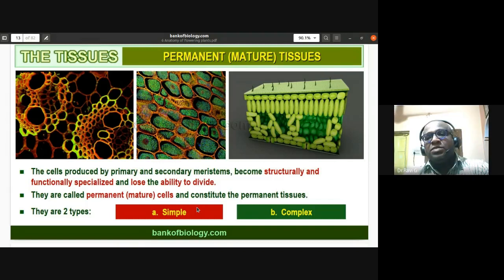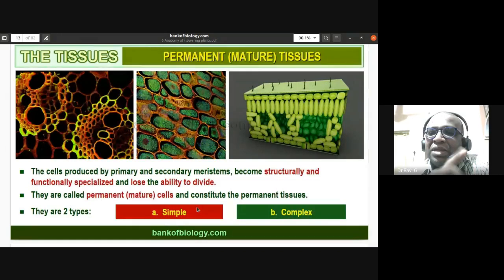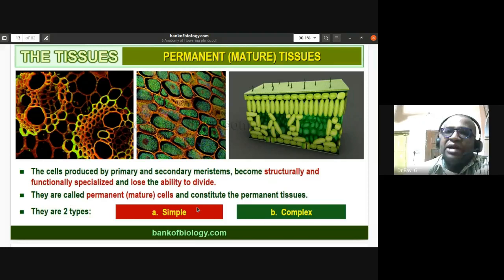In the complex permanent tissue, structurally they are different, origin is different, but their function is the same. Complex permanent tissue is of two types, xylem and phloem. Xylem is the water conducting tissue, and phloem is the food conducting tissue.